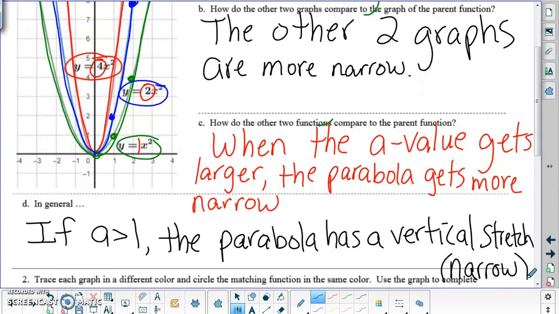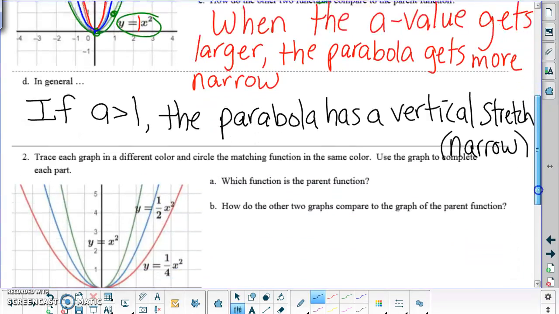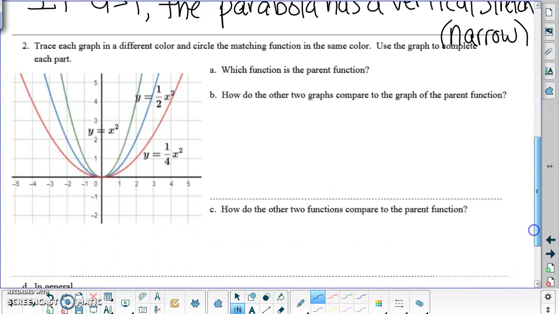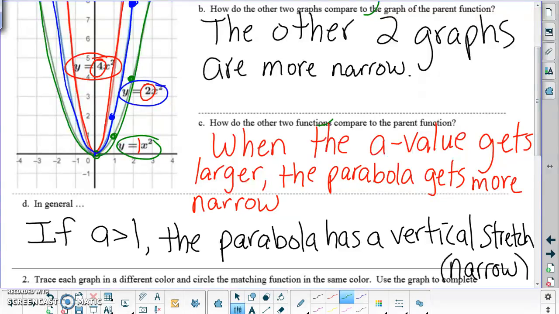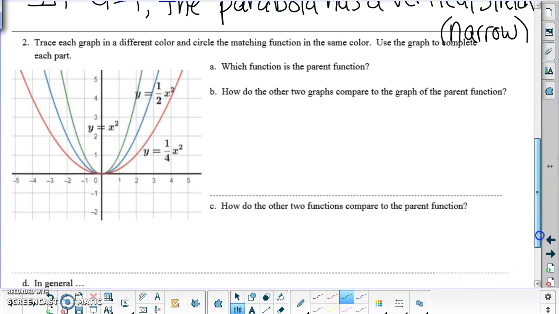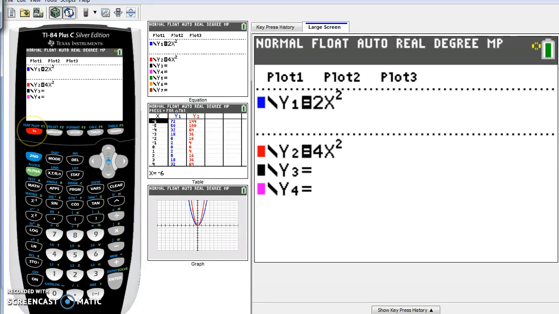Okay, now for part 2, I have a values that are fractions. So once again, we'll trace each graph in a different color and circle the matching graph. Your parent function is still in green. The parent function is y equals x squared. So I remember the points (1, 1) and (2, 4). Those are all on the parent function. So now I want to compare the blue and the red graph. I'm just going to graph 1/2 x squared and 1/4 x squared in my calculator at the same time.